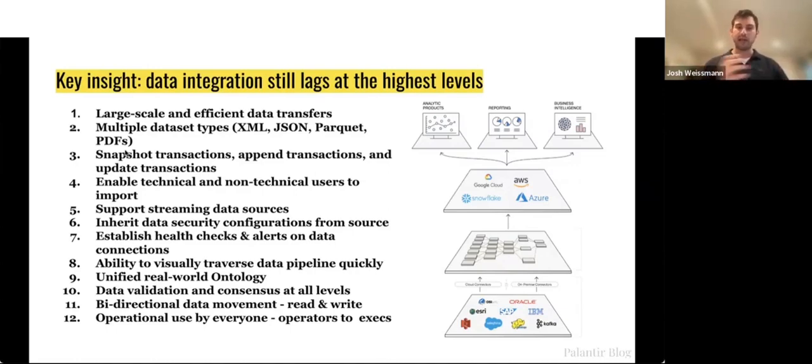Bidirectional data movement, reading data, writing it back to the system. Tons and tons and tons of reasons why data integrations today are still not vastly trusted by all levels of their organization. And it's a major reason why operational use cases are still not rolled out in the way they should be or could be.